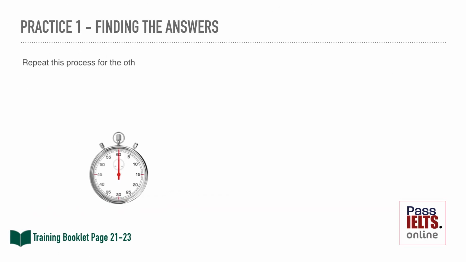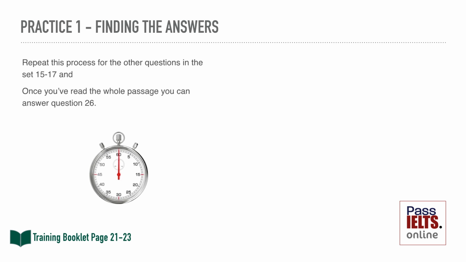Now repeat this process for the other questions in set 15 to 17. And once you've answered those questions, you can answer question 6, which is to choose a title for the passage. You can take up to 5 minutes to do this. If you finish before the 5 minutes, then just fast forward the lesson to the next slide. I'll tell you when the time is up. You can start now.